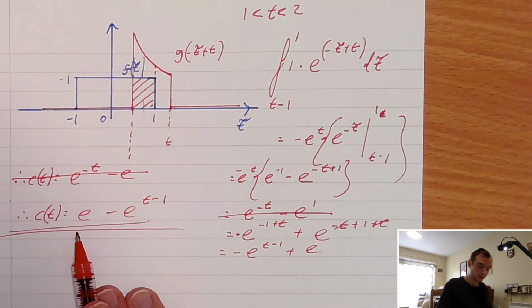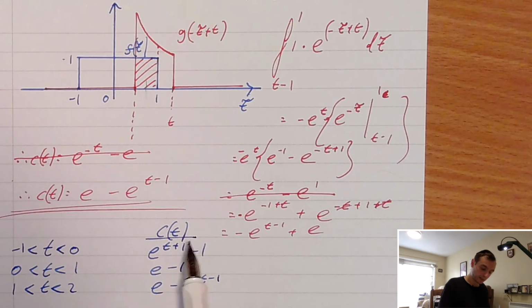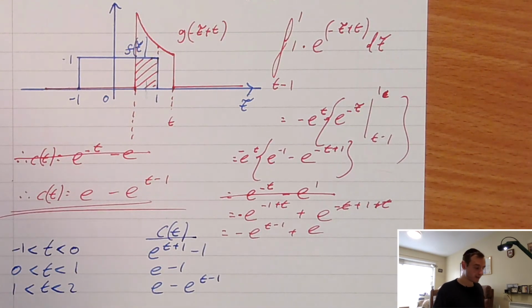So there we have the convolution function for the final phase. Now let's summarize. This is the summary here of results. Between minus 1 and 0, it's going to be e to the t plus 1 minus 1. Between 0 and 1, e minus 1. And between 1 and 2, e minus e to the t minus 1. So that was quite hard to really describe what was going on.